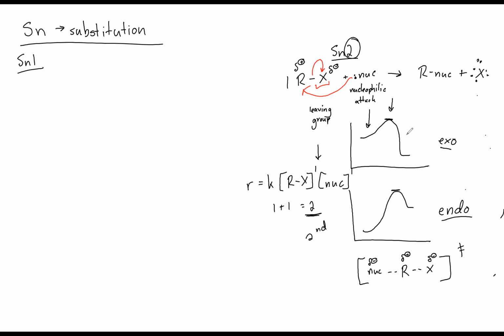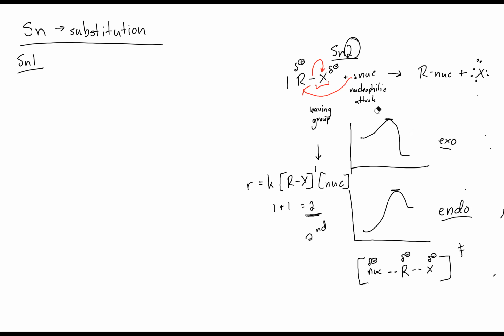And this is called the Hammond Postulate. I just think that naming these things with weird names obscures what's actually happening, but the idea that transition states resemble what they're closer to is the Hammond postulate. All right, so that is SN2.